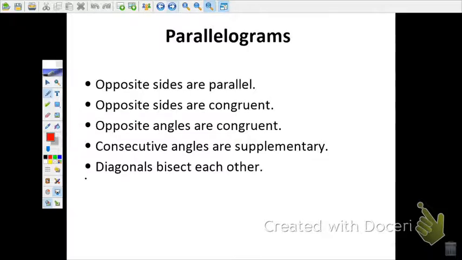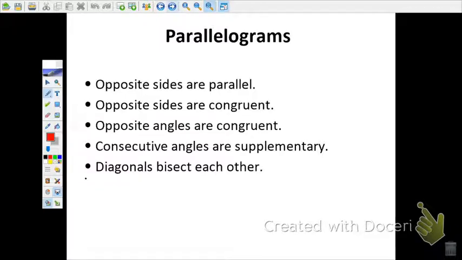Another property of parallelograms, along with the opposite sides being parallel, the opposite sides are also congruent. They have the same measure. So that's going to be helpful as we work through problems. Along with the opposite sides being congruent, opposite angles are also congruent. Consecutive angles are supplementary. Okay?